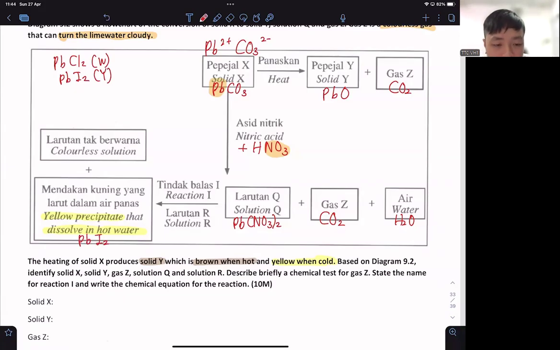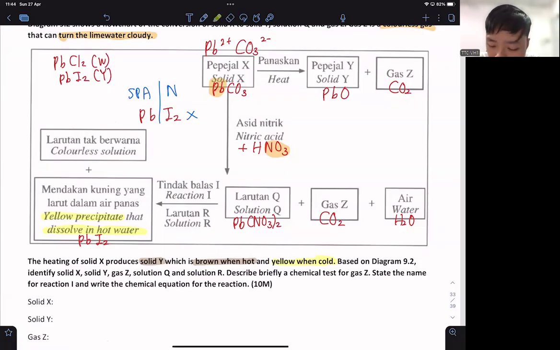I'm preparing PbI2. Now, what is solution R? I have to know that PbI2 is insoluble. So how do I prepare it? You have to know; if you don't know the chemical, sometimes you have to use this method. How to prepare my salt? What is the reactant here? PbI2 is insoluble, so I need to use soluble salts.